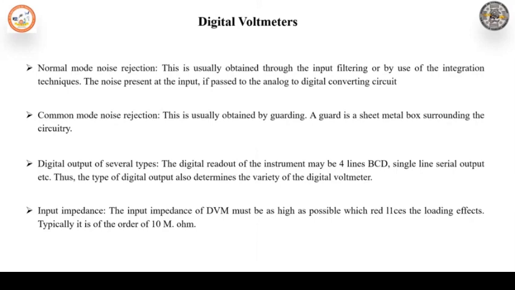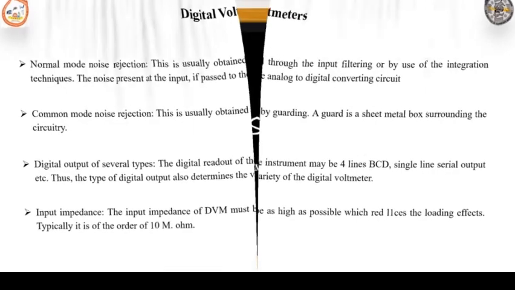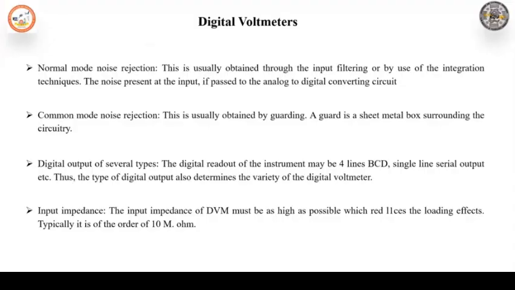The next performance parameter is input impedance. The input impedance of a DVM must be as high as possible, which reduces the loading effects. Typically, it is of the order of 10 megaohms. So that completes the performance parameters of digital voltmeters.